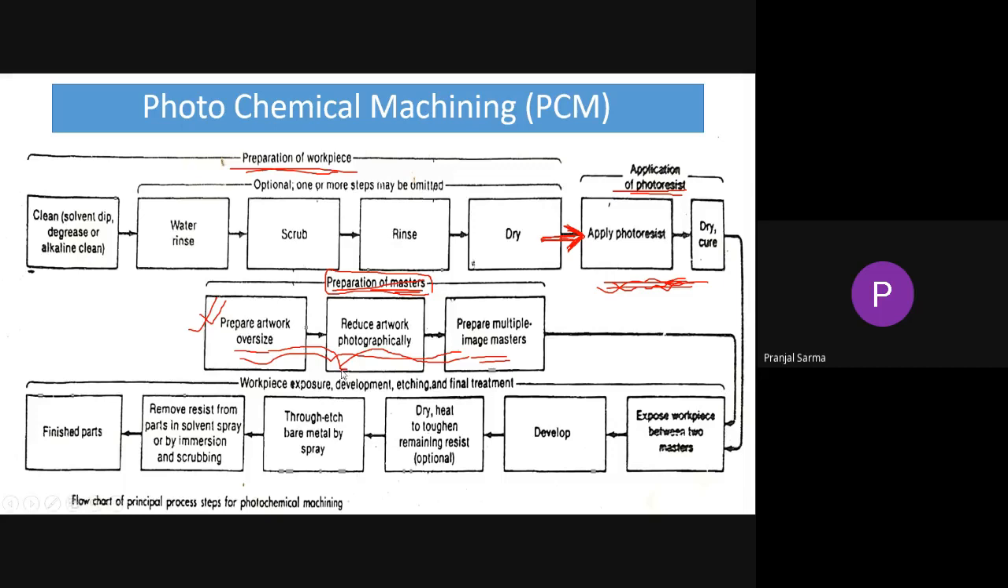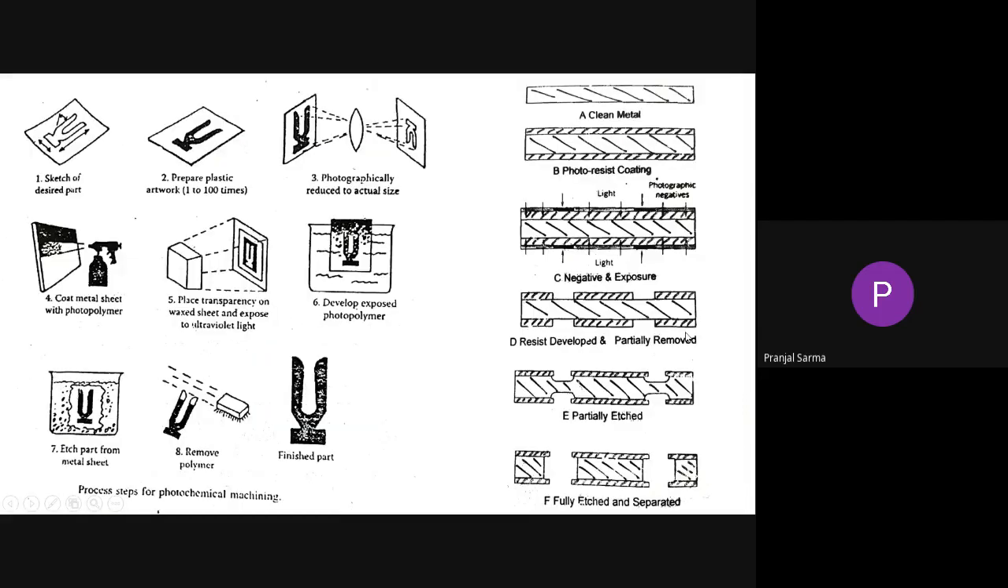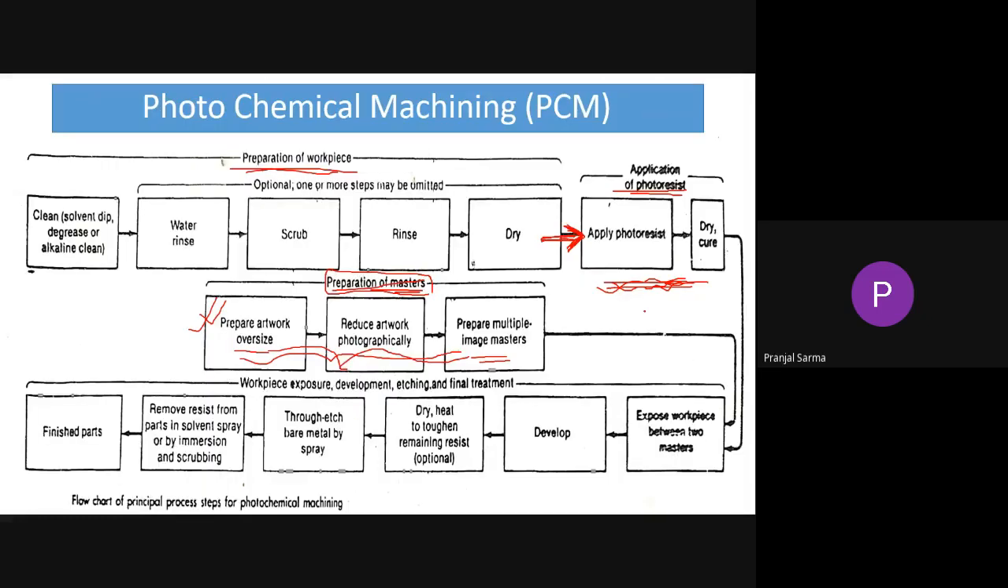Now after that what will happen, the workpiece was cured, and with the master we have produced, we are now going to use UV light generally to develop that workpiece on which we have already applied photoresist.